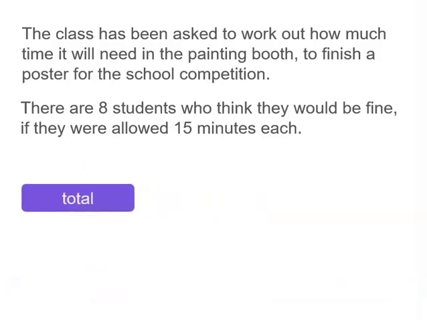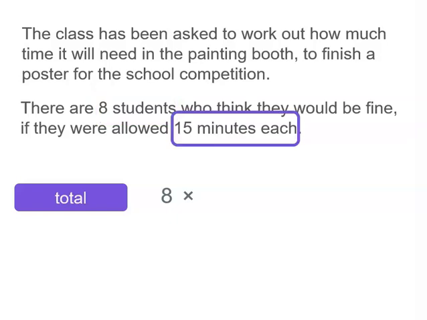Let's have a look. We've got 8 students, so each of them has to have a turn in the photo booth. So there's 8 of something, and each of those people has 15 minutes. So there's 8 blocks of 15 minutes time. So what we can do is work out 8 multiplied by 15 to get the total number of minutes. Now, how can we work out 8 multiplied by 15?